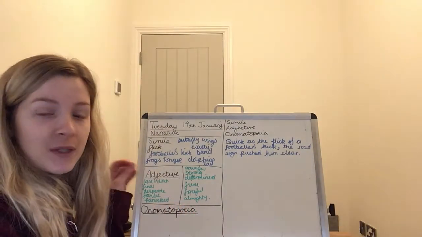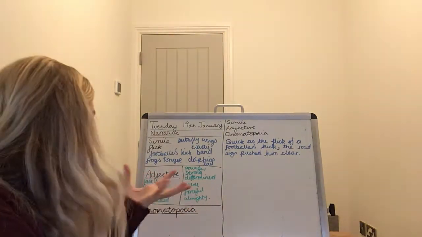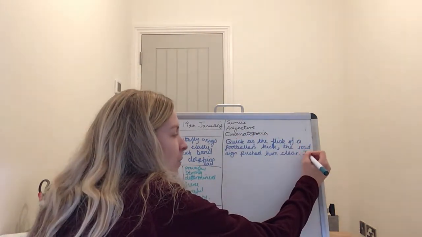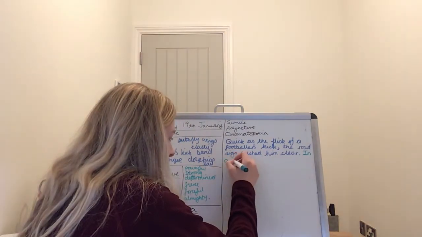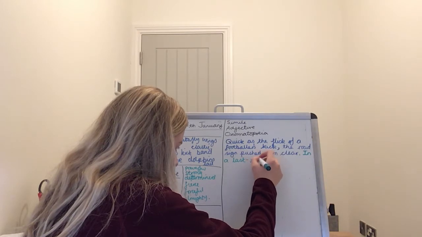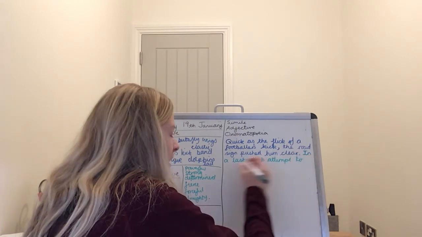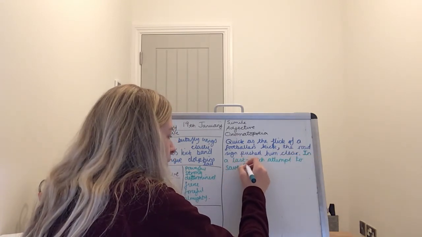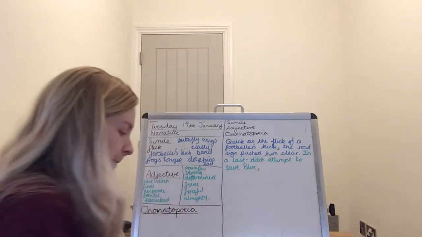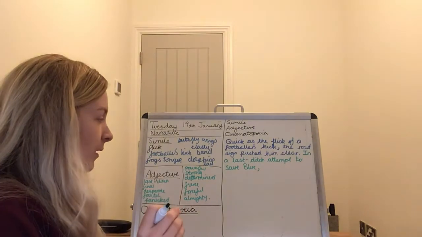What kind of attempt to get Blue to safety? In a last ditch attempt, in a final desperate attempt, in a frantic and urgent attempt? It's up to you. So in, capital I, in a last ditch attempt to save Blue, comma, who is saving him? Can we describe them?